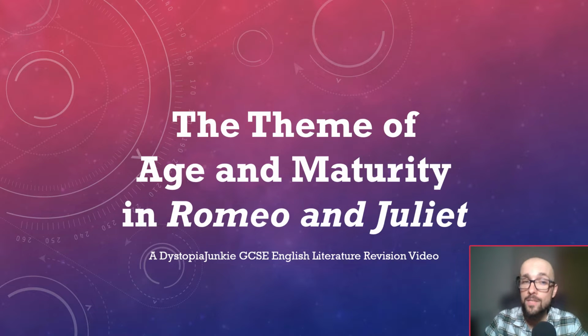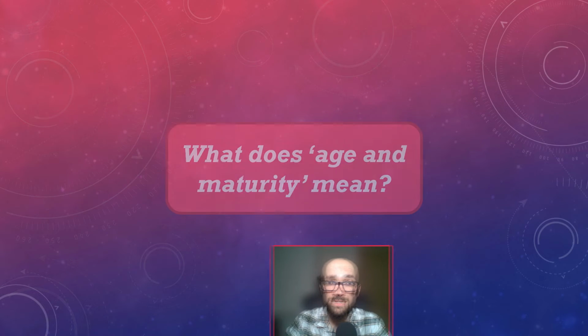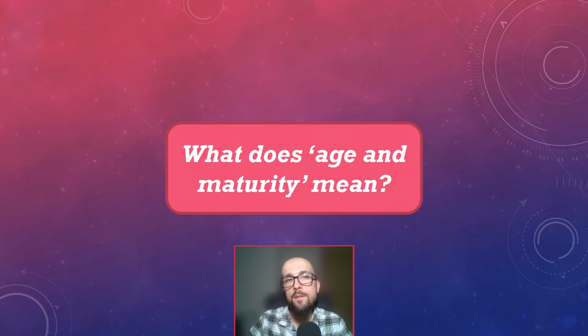Okay, so this video is about the theme of age and maturity in Romeo and Juliet. But just what exactly does that even mean? If I made a mind map breaking down the different ideas that could relate to the theme of age and maturity in Romeo and Juliet, it might look something a little like this.